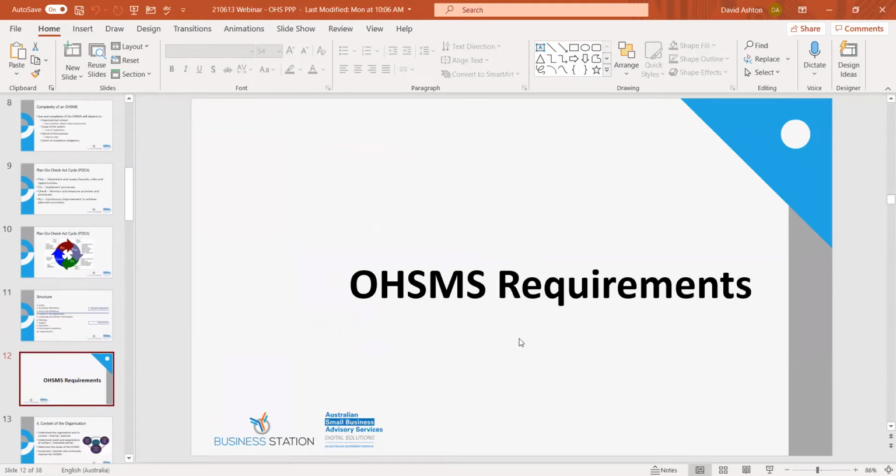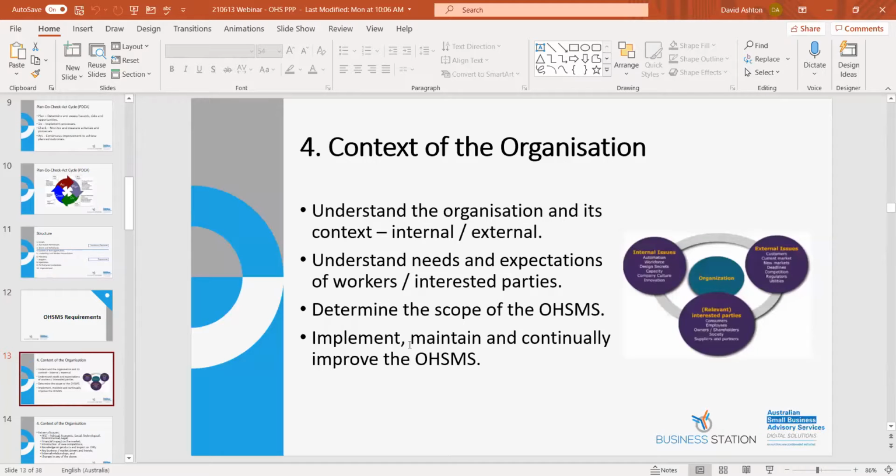So the requirements, which are sections 4 to 10. The first part is the organisational context. So looking at the internal and external factors and the role of interested parties in determining the extent of your system. So you need to understand that environment in which you operate, internal and external environment. You need to get an understanding of the needs and expectations of your employees. Interested parties are suppliers, contractors, customers, and any other organisation or person that you may deal with in your business.